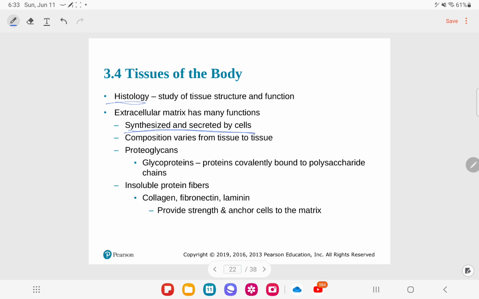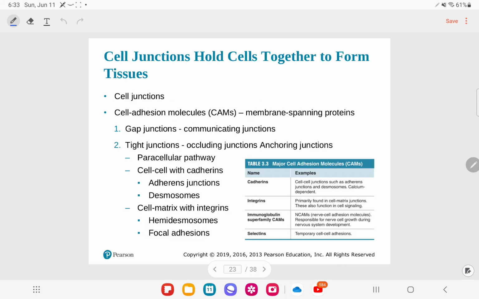Its composition is going to vary from tissue to tissue, but it's also going to contain proteoglycans within that extracellular matrix, and these are simply glycoproteins, proteins covalently bound to a polysaccharide chain, right? So it's a sugar component, a polysaccharide, bound to a protein component, right? This extracellular matrix also contains insoluble protein fibers such as collagen, fibronectin, and laminin, right? And these, again, provide strength and anchor cells to the matrix.